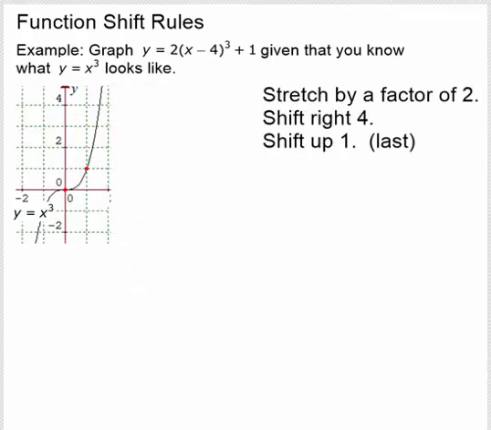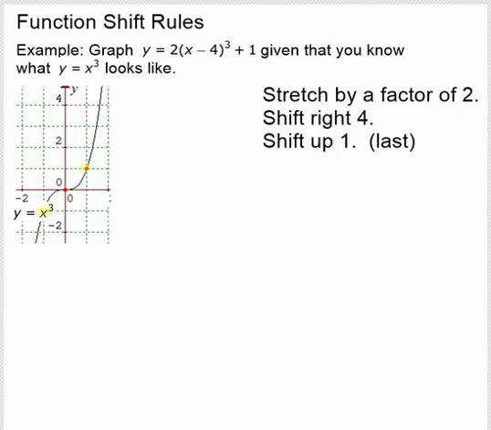And now we're going to do an example that uses 3 of the shift rules we just covered. We're going to graph y equal 2 times the quantity x minus 4 quantity cubed plus 1. And we're going to assume that we know what the graph of y equal x cubed looks like. Well, I have the graph of y equal x cubed shown here. It's a graph with an S-like curve. You go over 1, up 1 on the right, and over 1, down 1 on the left.